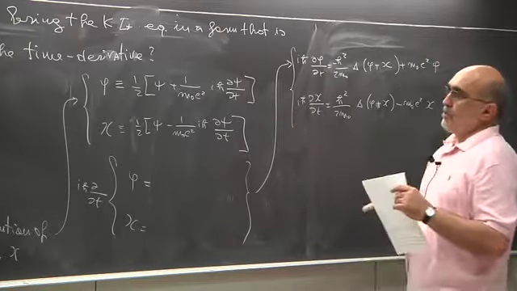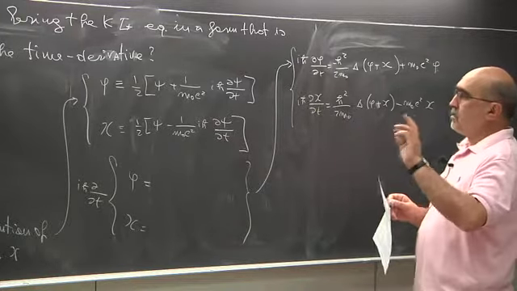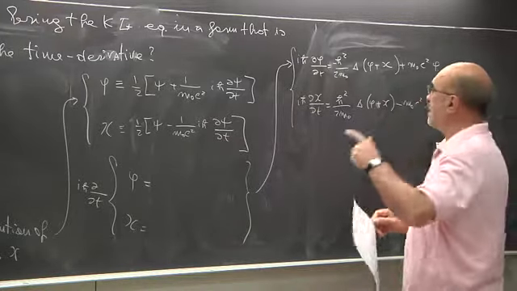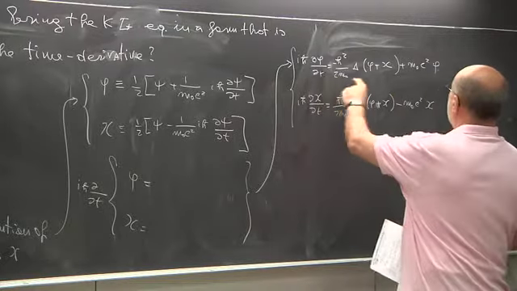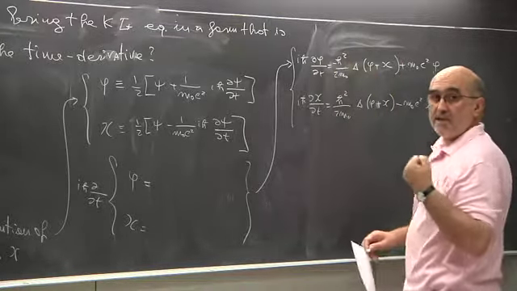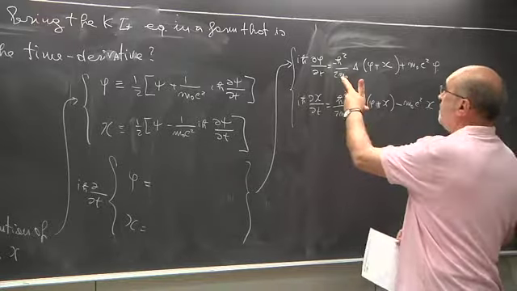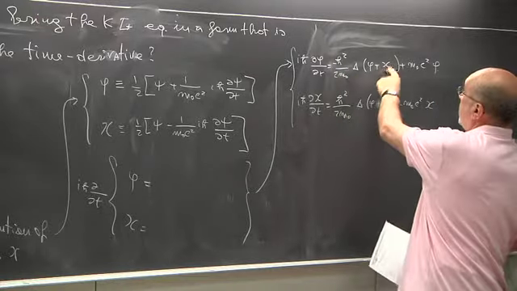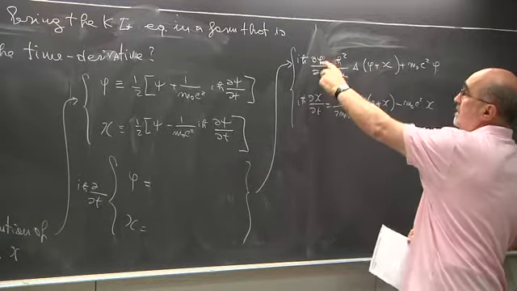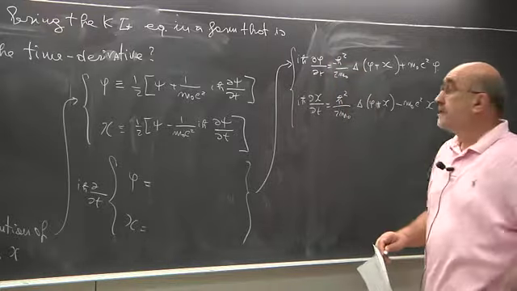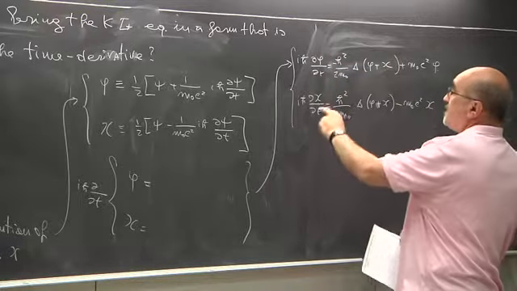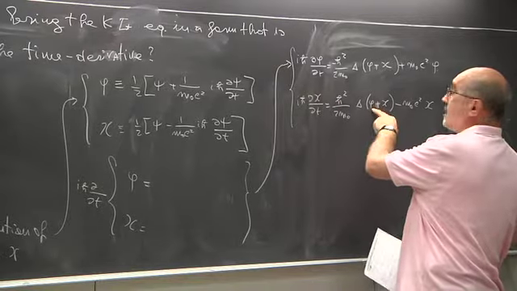Now, this is what we wanted to achieve. We wanted to achieve, in two different fields, a first order equation. These are first order equations. But which is the price we pay? They are coupled first order equations. You see there is a chi here. I could not write this as an equation only of phi. There is a chi here, and vice versa. The equation for chi contains a phi.